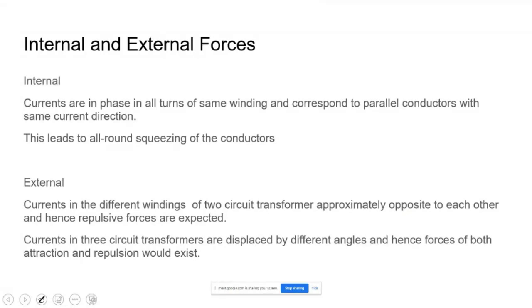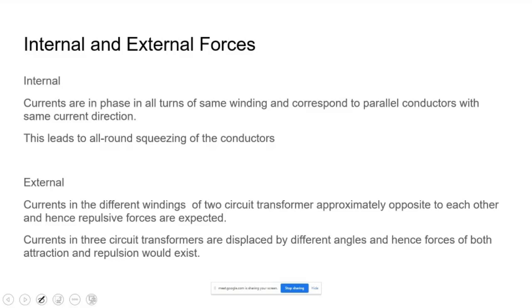The currents are in phase in all turns of the same winding. So consider any one single winding. All the currents in the winding turns are in phase actually. Will there be a phase difference? The same current flows through the winding, right? Yes, sir. So the current is in phase.